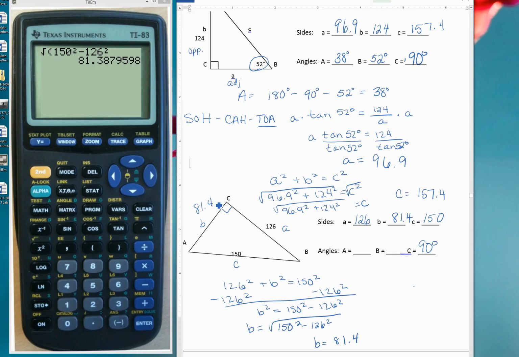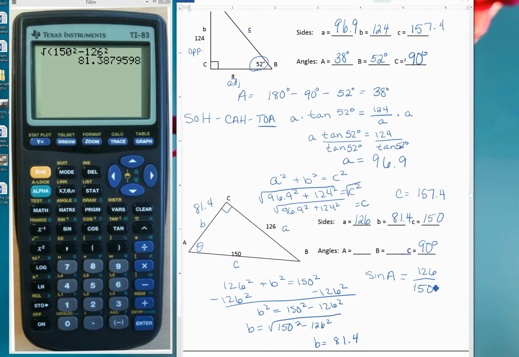Okay. Now we want to solve for angle A or angle B, and it doesn't matter which one we do. Let's go ahead and solve for angle A. So we can kind of think of this as our A or our theta. Now, we're going to pick a trig function, and it doesn't matter which one you use. Let's go ahead and use sine. So we're going to say sine of A is equal to opposite, so 126 over hypotenuse, 150.